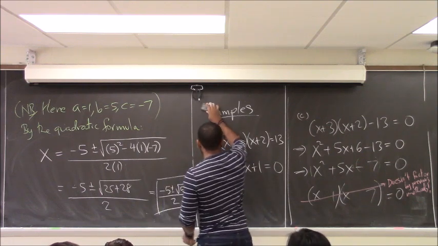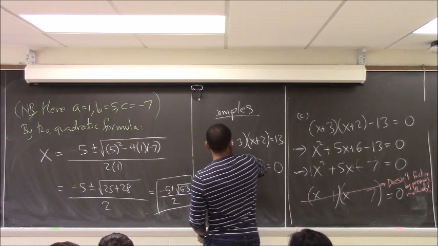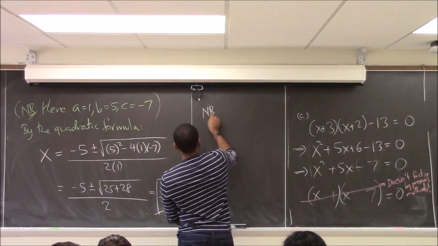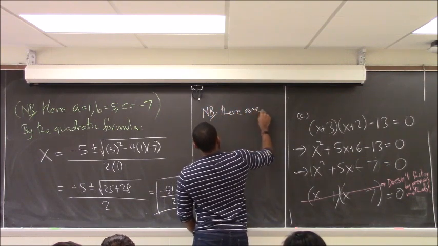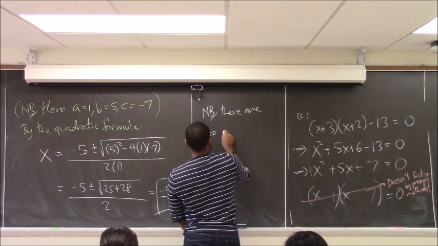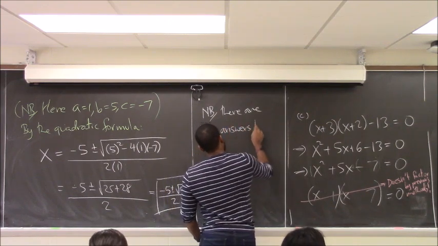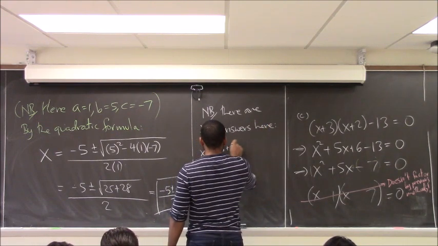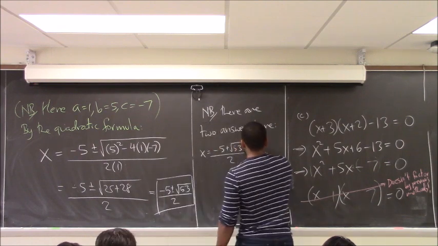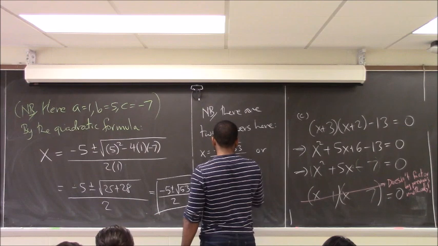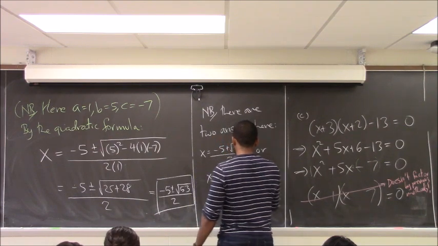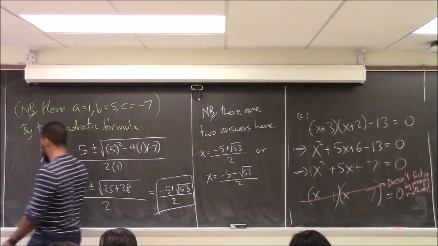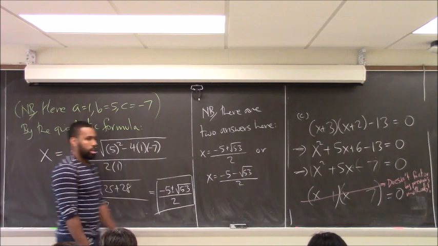I want you to be aware that there are actually 2 answers here. You can have x equals minus 5 plus the radical of 53 over 2, or x equals minus 5 minus the radical of 53 over 2. You can just write it as that, plus or minus. Any questions?